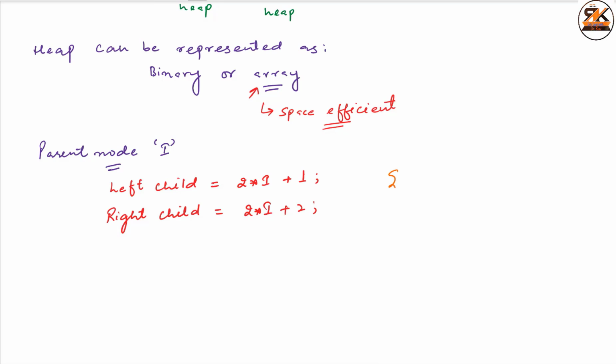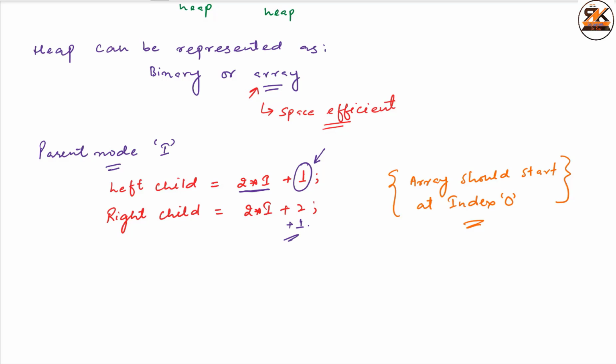But here we have a condition that the array should start at index 0. And suppose the array is starting at index 1, then this term will not be included here. Then the formula is only 2 into I for the left child and 2 into I plus 1 for the right child. Okay, this is for the array when the indexing starts from 1, but when the indexing starts from 0, then we have these formulas.